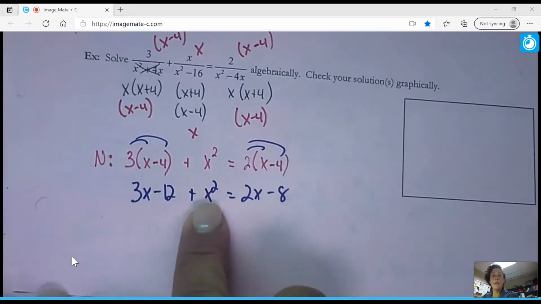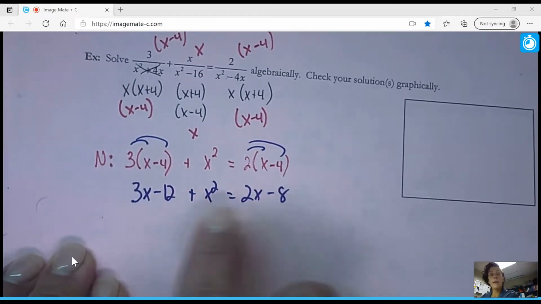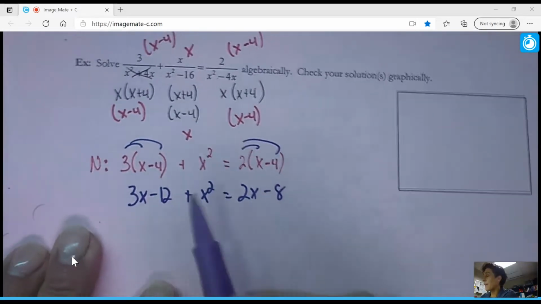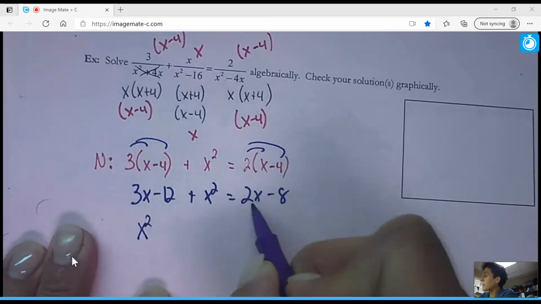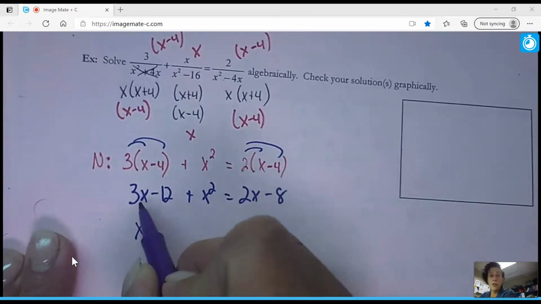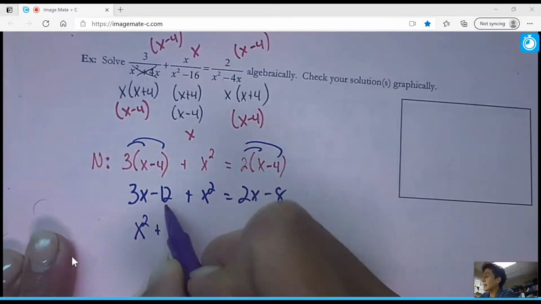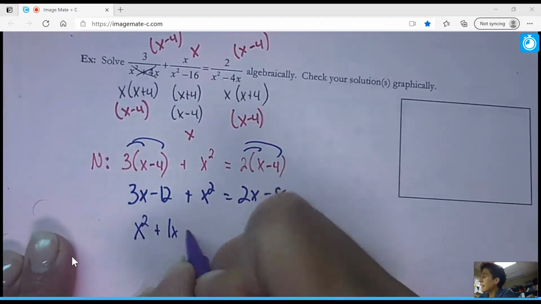It's always best if the leading term is positive. So we want to keep this x squared positive. If I move it over here, I have to move it through subtraction. And it's not easy to factor when your leading term is negative. So x squared will go first. I'll subtract this 2x to join the 3x, which gives me a 1x. And then I'll add 8 to the negative 12, to get negative 4.